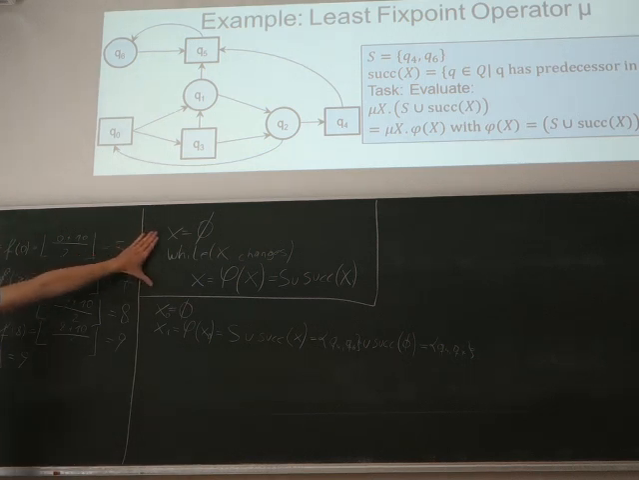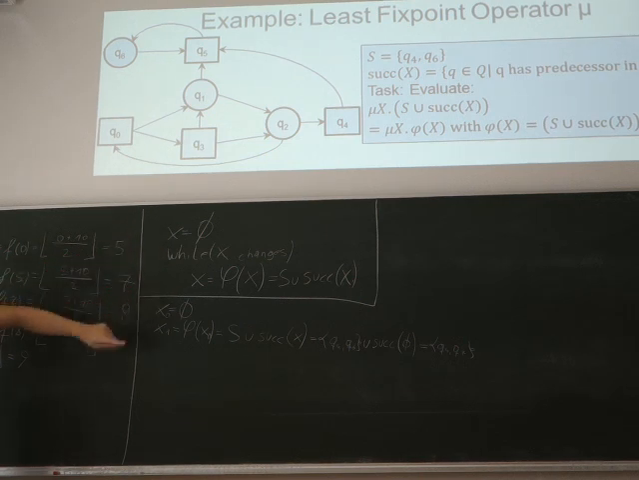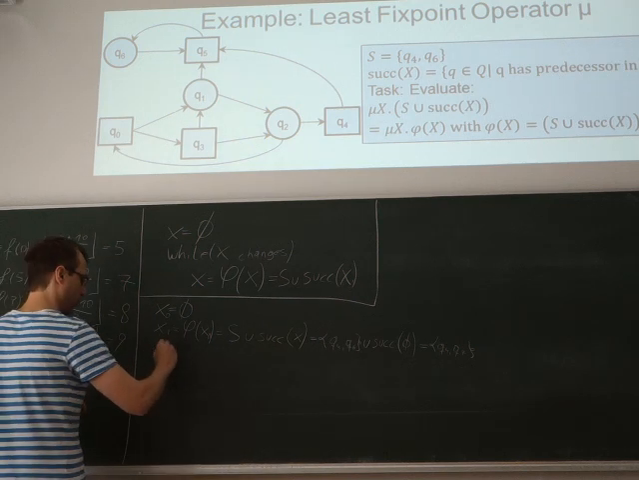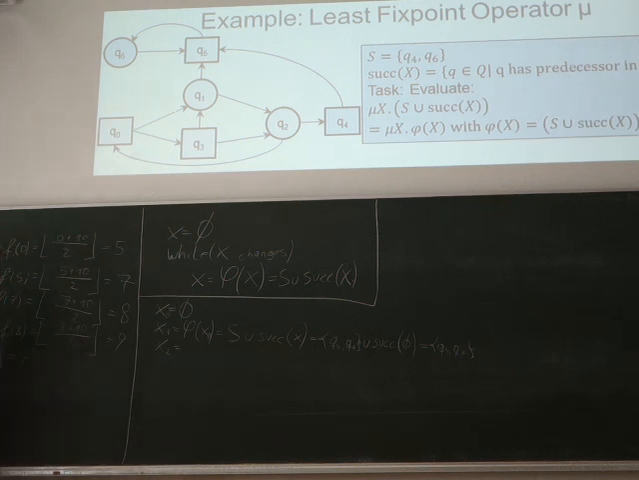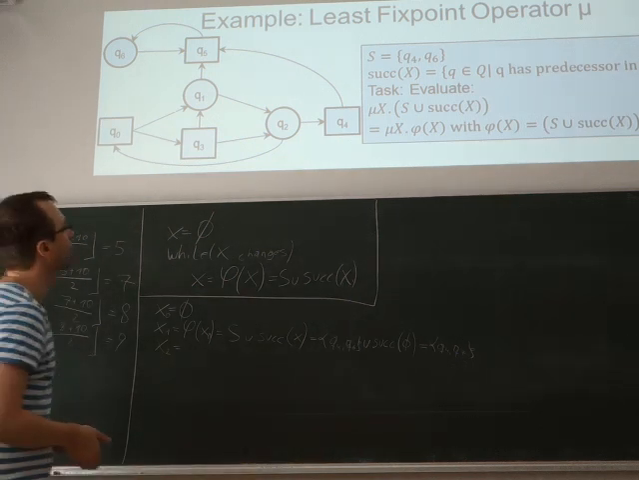Now we continue to execute this algorithm. What we need to check is whether our set of states x changed. And it did change, because before it was the empty set and now it's the set of states 4 and 7. So it changed, so we have to continue doing another iteration. Yes? Shouldn't it be 4 and 6? Yes.